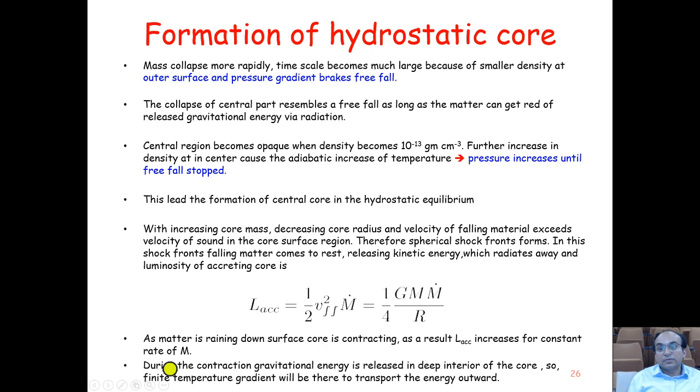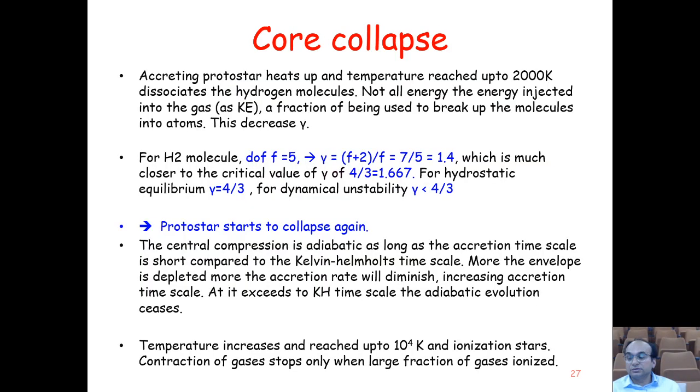So how does the core collapse here again? Because we still haven't formed the star, this is still the protostellar phase. The accreting protostar heats up and the temperature reaches 2000 degrees Kelvin, which dissociates the hydrogen molecules. Not all the energy is injected into the gas as kinetic energy; a fraction is used to break up the molecules into atoms, which decreases the value of gamma, that is Cp over Cv.